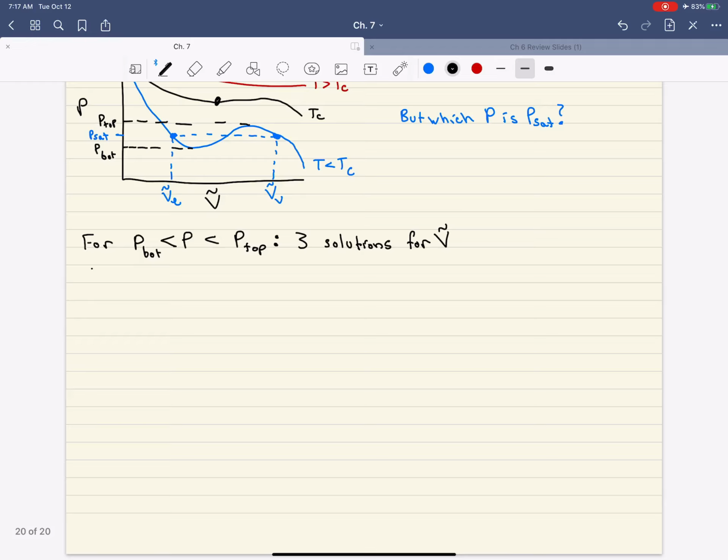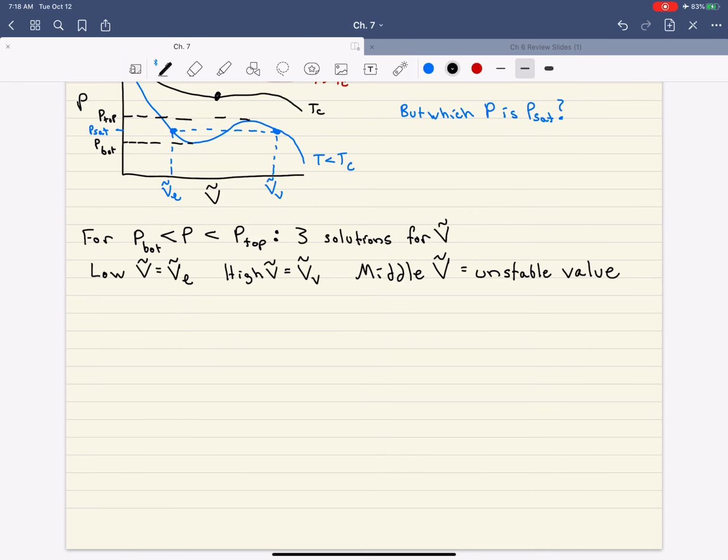So the lowest volume value, we would say that corresponds to the liquid molar volume. So the one here. For the highest volume value, we would say that corresponds to the vapor molar volume, so this one. And this middle volume, the one here, corresponds to what we call an unstable value. It's actually a molar volume that the system cannot attain. So that's what the three different volumes correspond to.